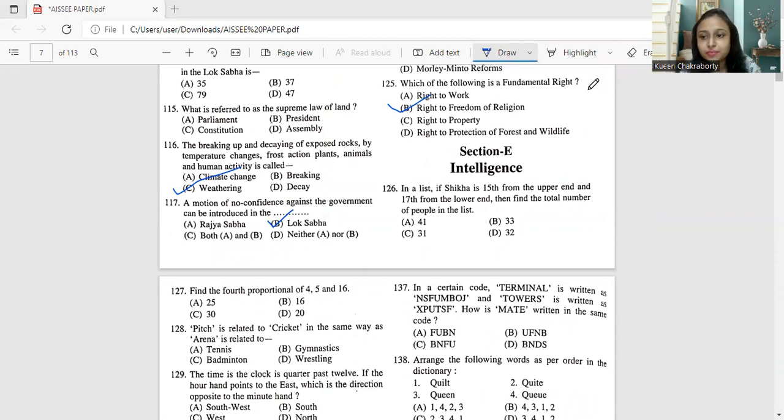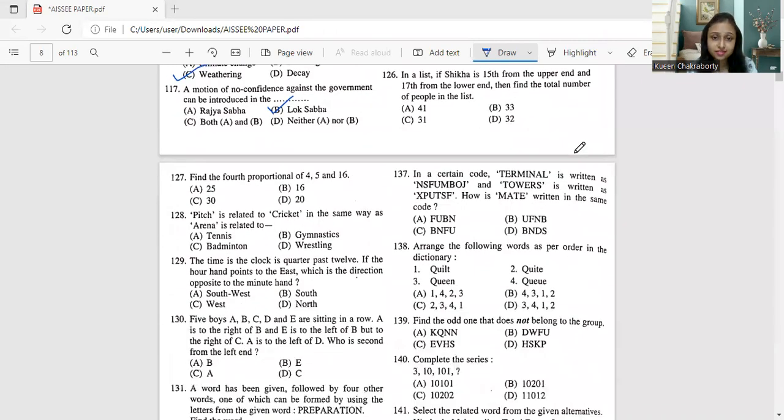English and agriculture, everything has been discussed. So in this video, we are going to start from section E, that is intelligence. Section E, intelligence, this is reasoning. So we will begin with question 126. In the earlier videos, we have already discussed up till question 125, so you can refer to the previous videos also. In this, we will start from 126.